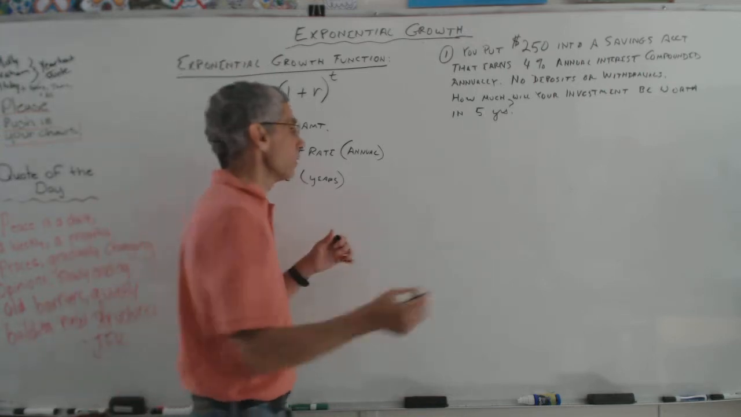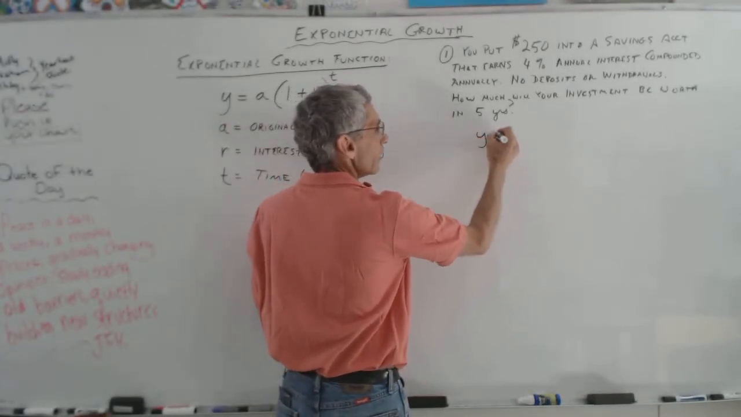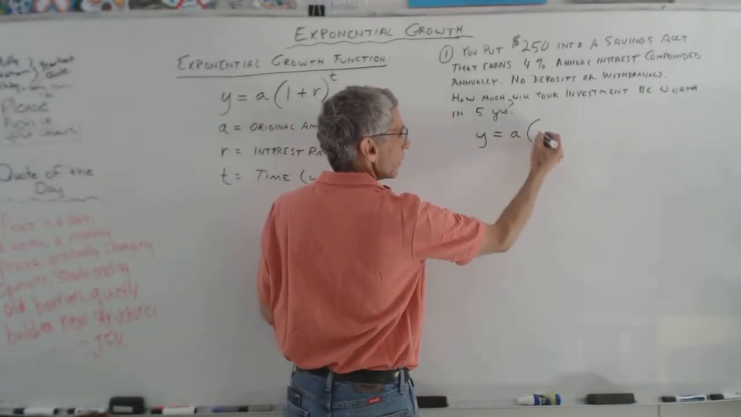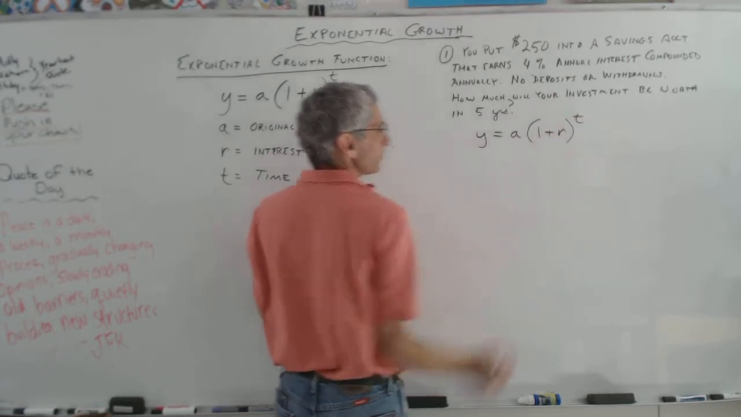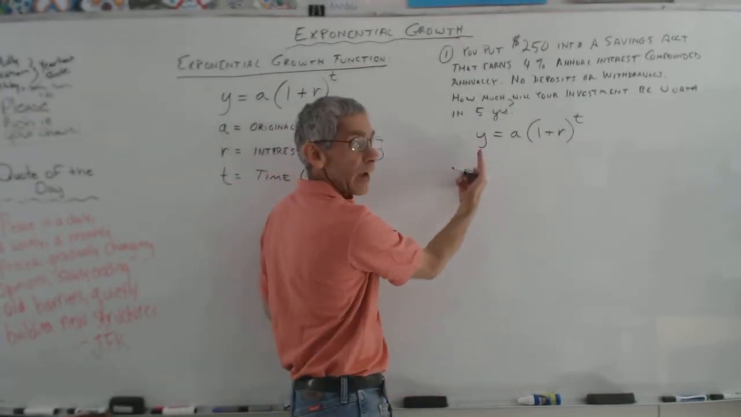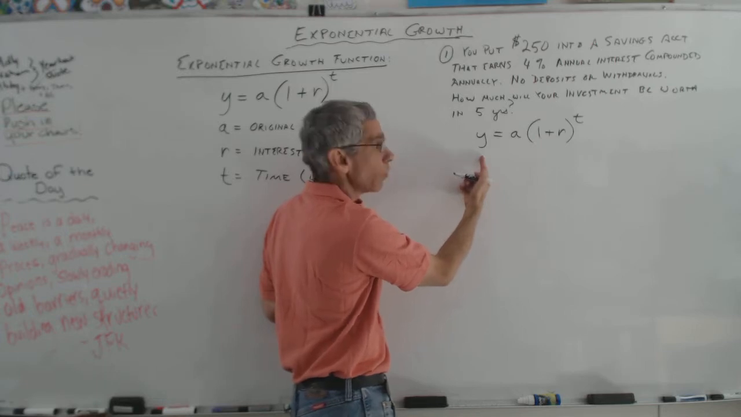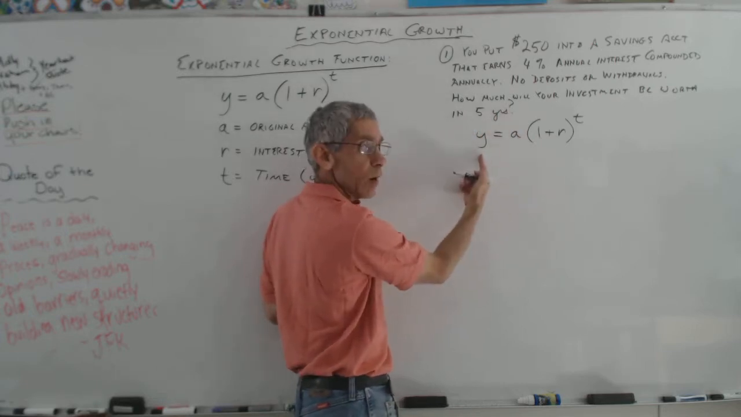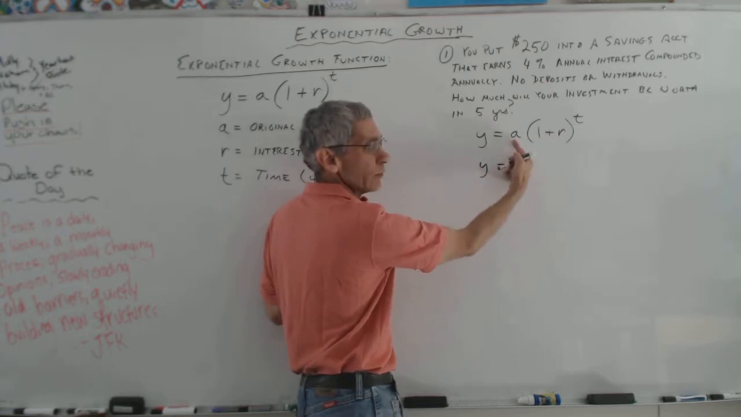Can we do our equation? So first I'm going to copy my equation here for a second. I've got y is equal to a parenthesis 1 plus r raised to the t power. Okay, so my final value is y. That's what I'm being asked to find, right? What's your investment worth? That's my y. So I get y equals, what's my initial amount?